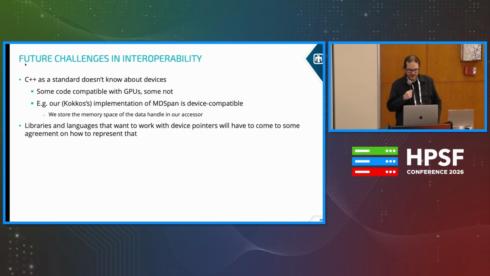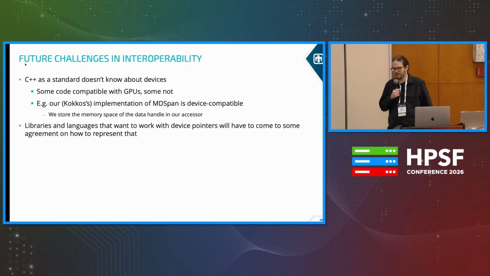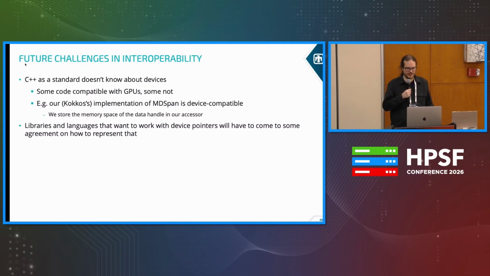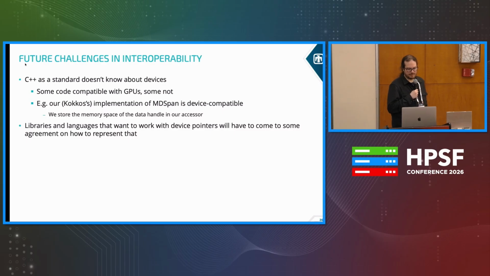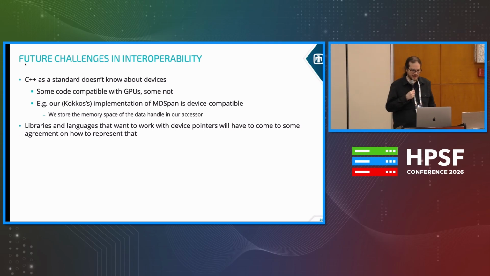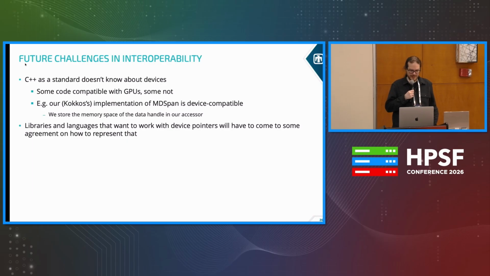Okay, so I'm starting to wrap up the talk. I do want to talk about some future challenges because there's also the elephant in the room about GPUs. C++ as a standard does not know about GPUs. Some code in the standard library is compatible with GPUs, some is not. Weirdly enough, it seems to be whether or not it's constexpr. It's just how most of the GPU compilers work.